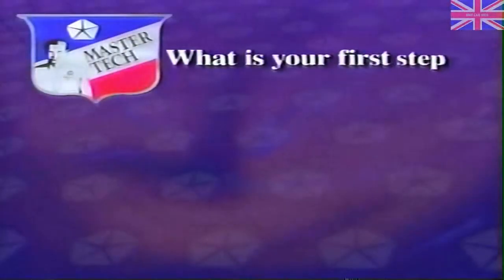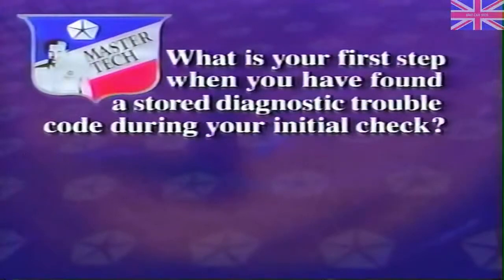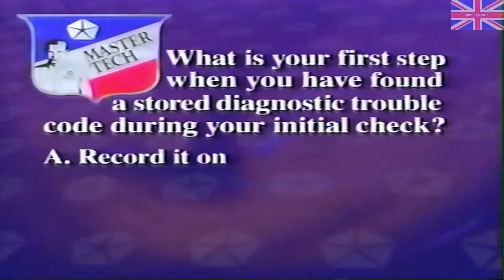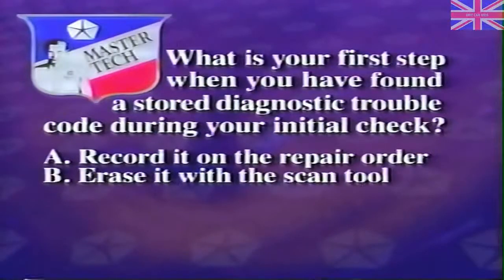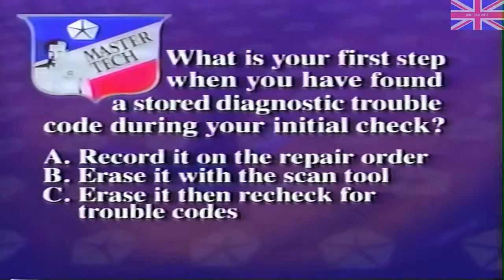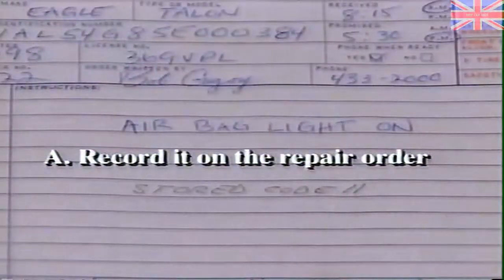What is your first step when you have found a stored diagnostic trouble code during your initial check? A. Record it on the repair order. B. Erase it with a scan tool. C. Erase it, then recheck for trouble codes. Or D. Diagnose it using the service manual. The answer is A. The first step when finding a trouble code is to record it on the repair order.